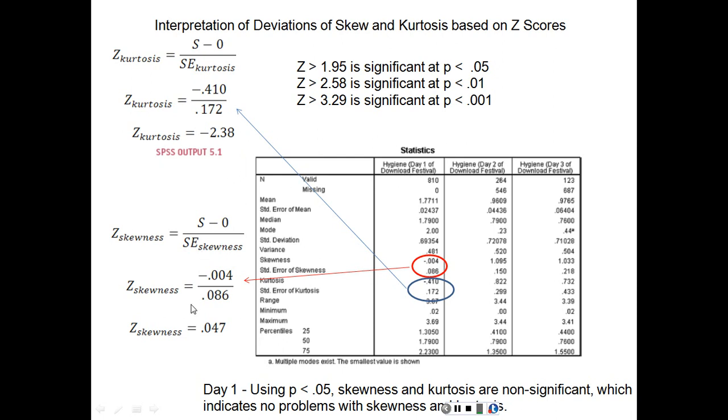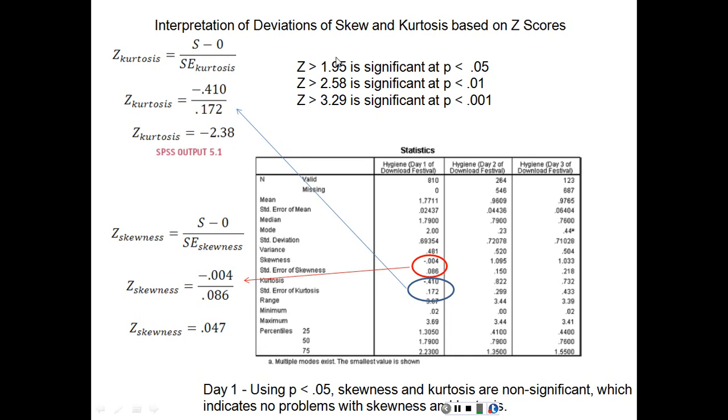Now, let's look at my skewness. The skewness formula is very similar, so I'm going to use my skewness statistic minus 0 divided by the standard error of skewness. So that's where I have negative 0.004 divided by 0.086, which will give me 0.047. So again, I'm going to use this to help me interpret it. Again, I'm sticking to 0.05 as my p-value. Whatever p-value you decide to use, you have to stick with it.